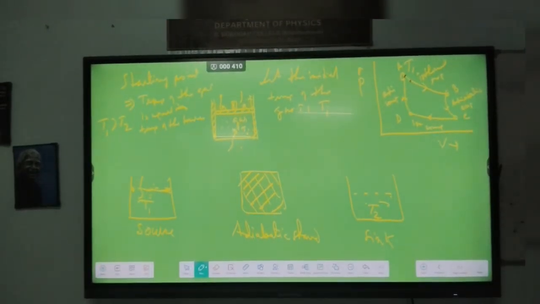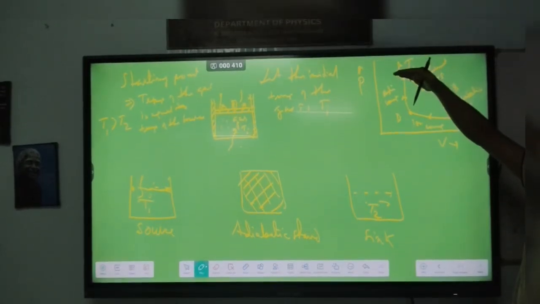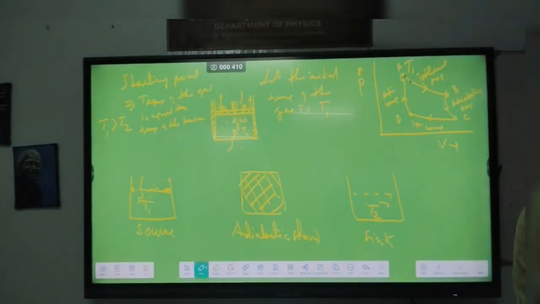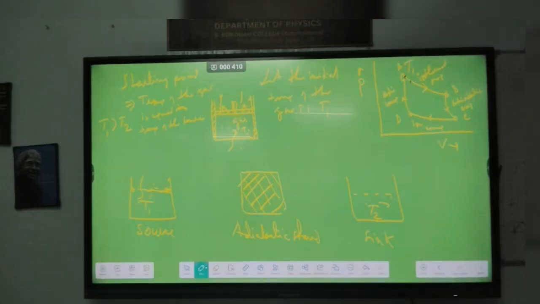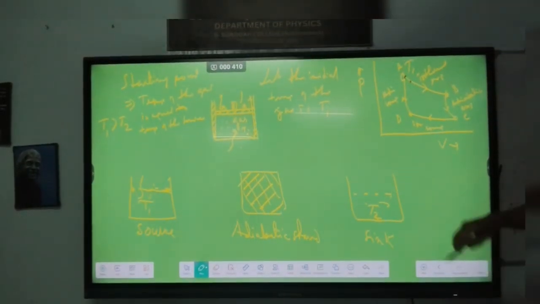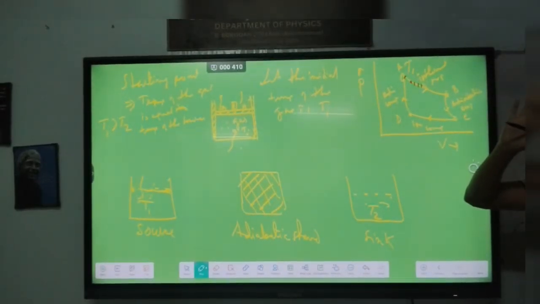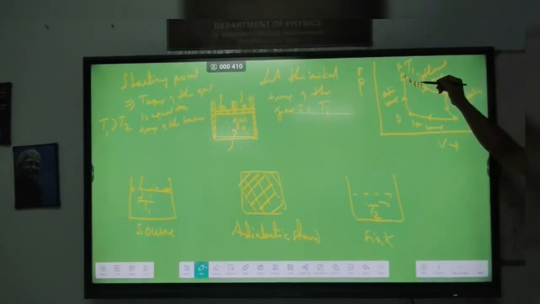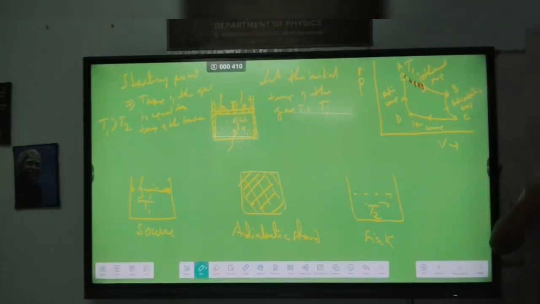Then I will reduce the weight again, and there will be expansion again. With more expansion the temperature will try to reduce further, and at the same moment the source will provide heat and the temperature will be maintained. Like that, I will make small expansions because it has to be a reversible process, in even smaller steps. I will expand a little bit at a time, and at the same moment the temperature is maintained.